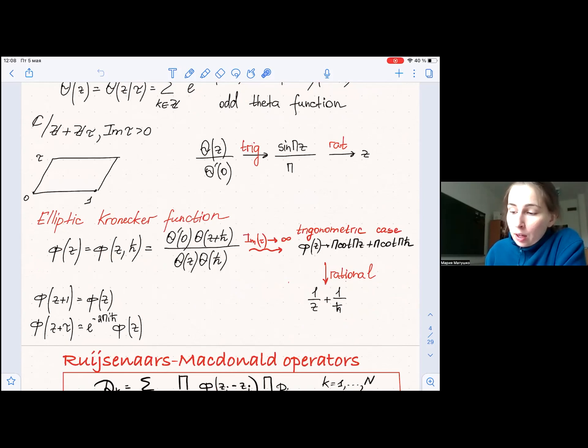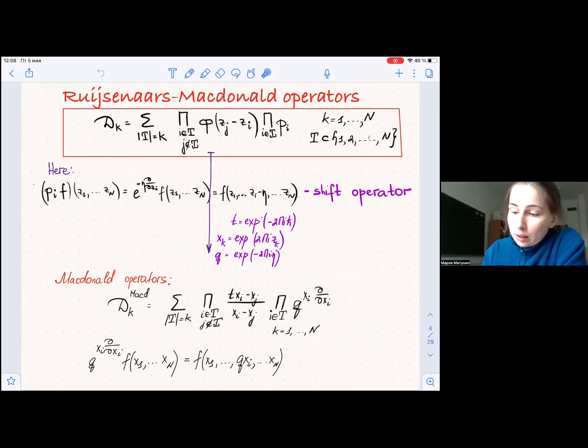How do these Ruijsenaars operators look? My notation is D_k for these operators. Here we have the sum over all subsets of k elements. So capital I is a subset of the set of numbers from 1 to n, and its number of elements is k. And we have a product over i belonging to capital I and j not belonging to it, of the Kronecker elliptic function phi, depending on differences of zeta, and the product of shifts with indices i, which belongs to capital I.